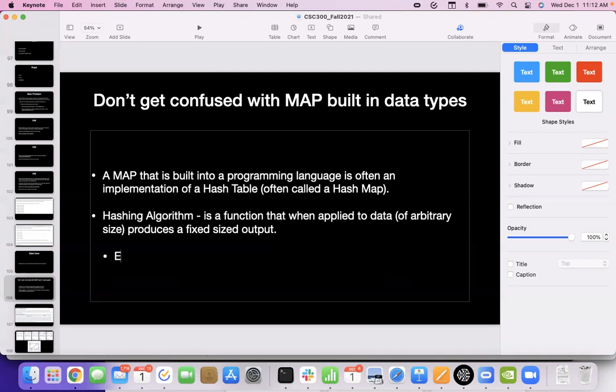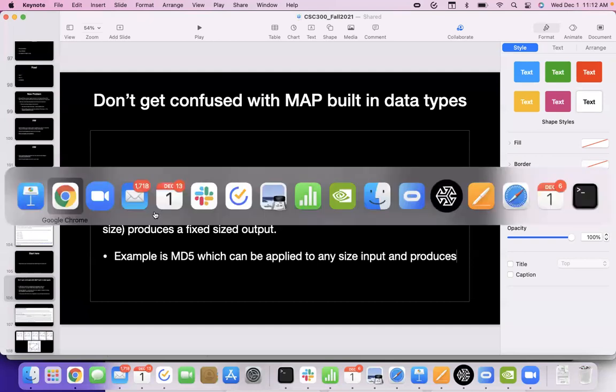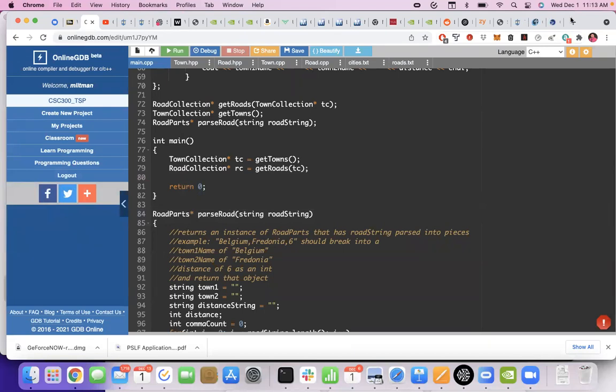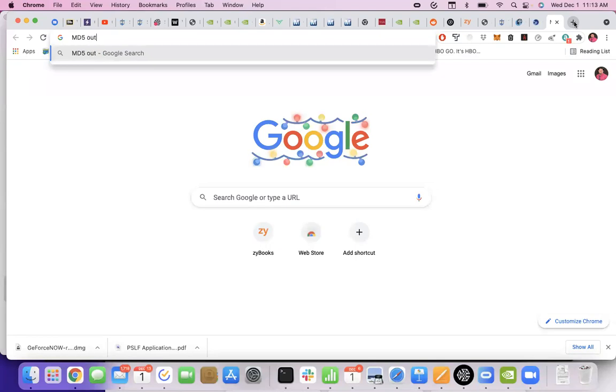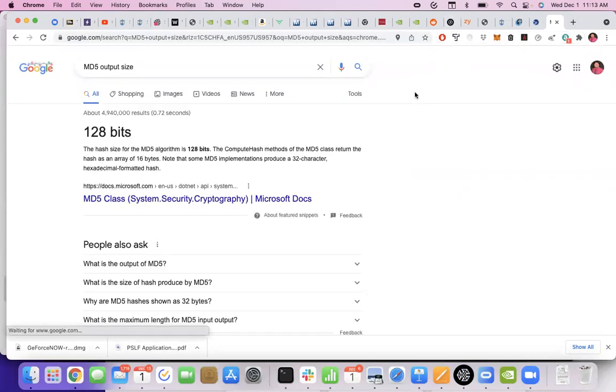So an example of this might be MD5, which can be applied to any size input and produces, what's the output size of MD5? Let's say it's 64-bit. See if I can confirm that for us here. Doesn't really matter what the answer is, the 128 bits.